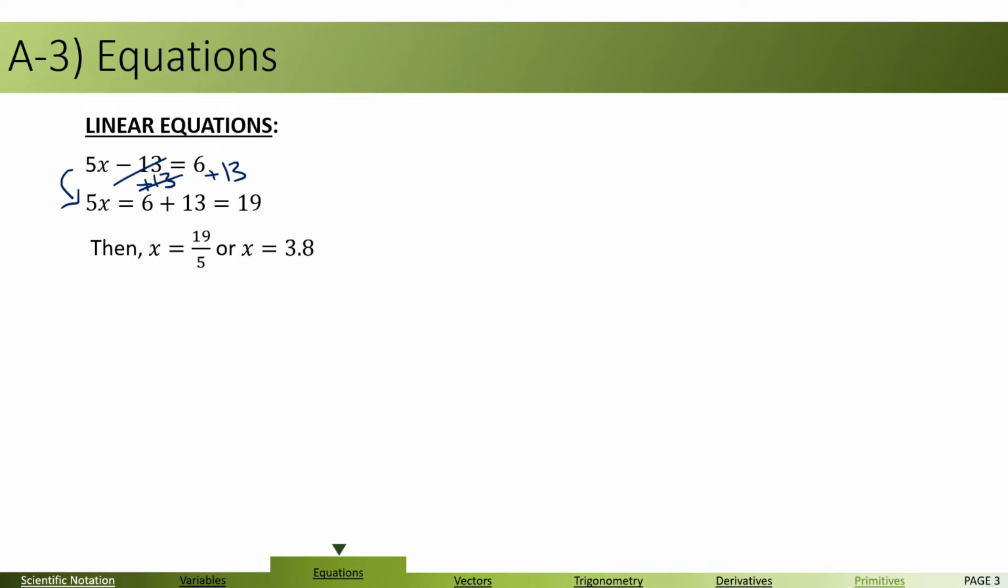This is simply an equivalent equation. Now 5x equals 19, x equals 19 over 5, or x equals 3.8. Notice that in mathematics, we can just keep the number as a fraction. However, when you go to sciences, physics, or chemistry, we prefer to write answers using decimal notation.